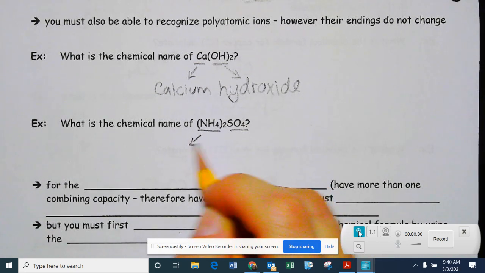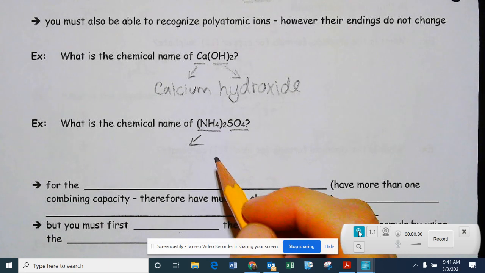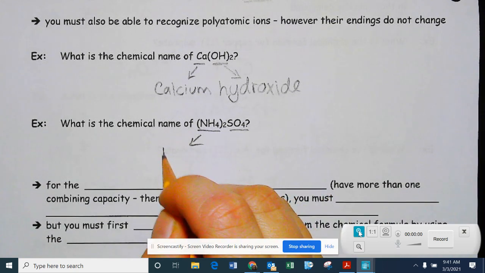This is on our polyatomic page. It is pretty much the only positively charged polyatomic that we'll work with. It is ammonia.